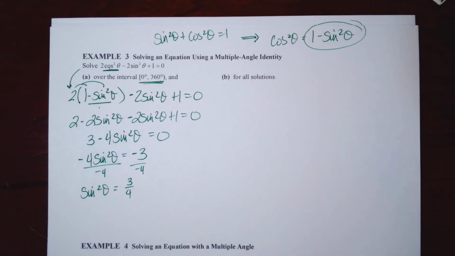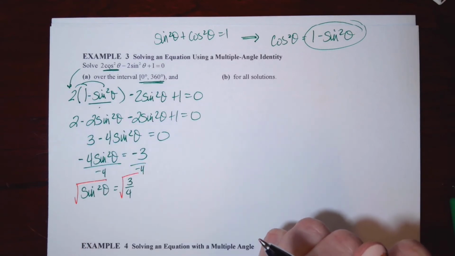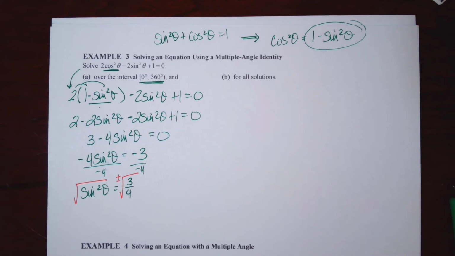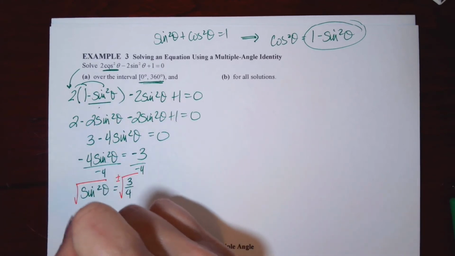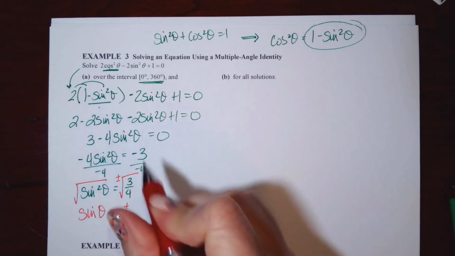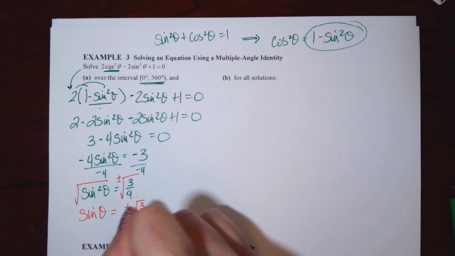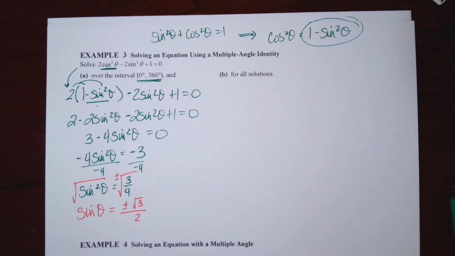I need to solve for sine theta so that I can get theta, which means I need to take the square root of both sides. And when I take the square root, when you're solving for an unknown, you always do plus minus. All right. So I am down to sine theta equals plus or minus. Well, I can't do anything about square root 3, but square root 4 is 2. And that's a special angle value. Sine theta being square root 3 over 2, that's special angles on my unit circle.